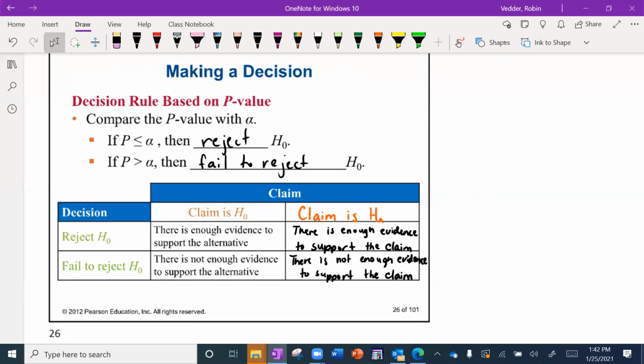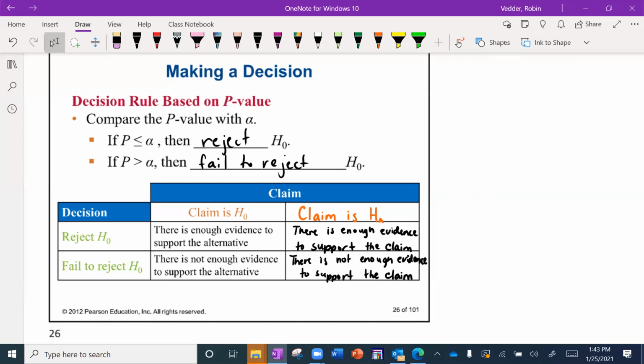We are going to be deciding whether to reject or fail to reject. Notice we never say accept, we just say reject or fail to reject. And that's going to mean something about our claim. But it's going to mean different things based on if our claim is the null or our claim is the alternative. Notice the wording. When we reject the null, if the claim is our null, it says there is enough evidence to support the alternative. If we reject the null and the claim is the alternative, we say there is enough evidence to support the claim.